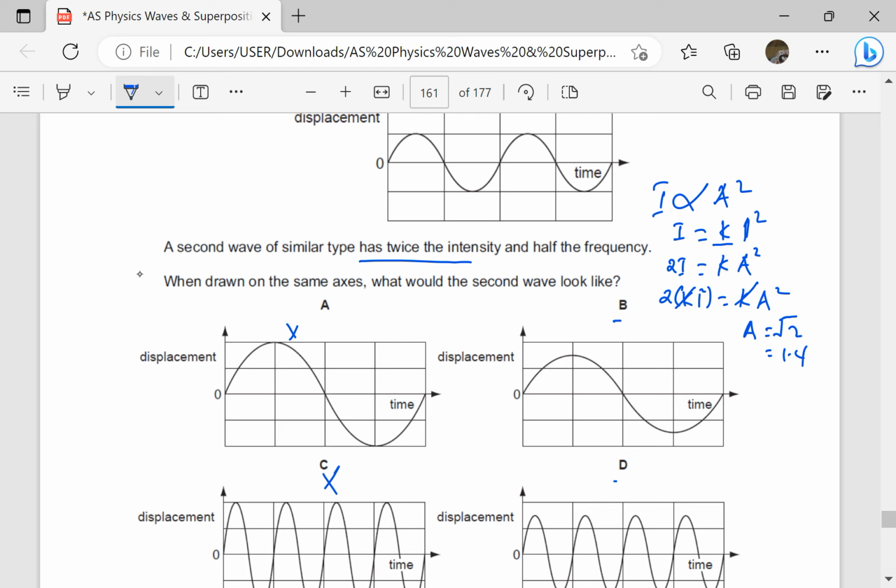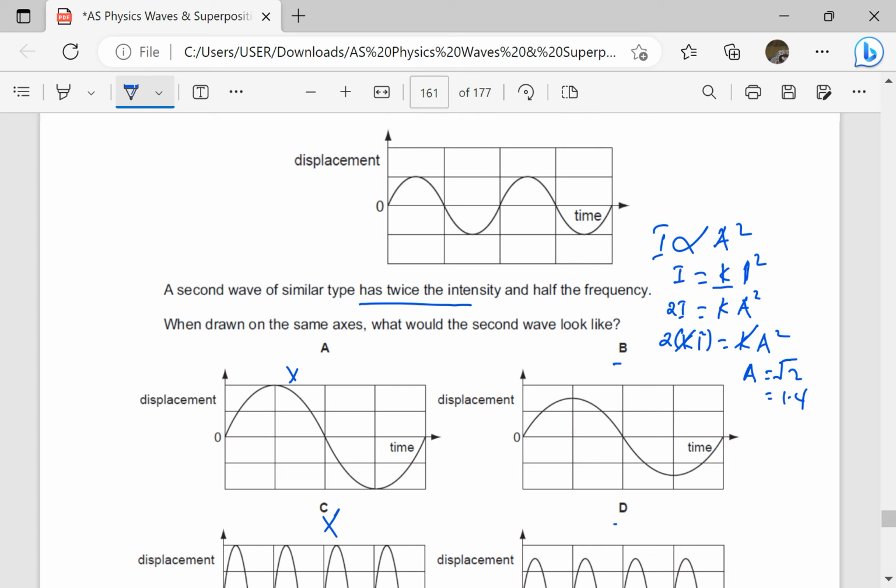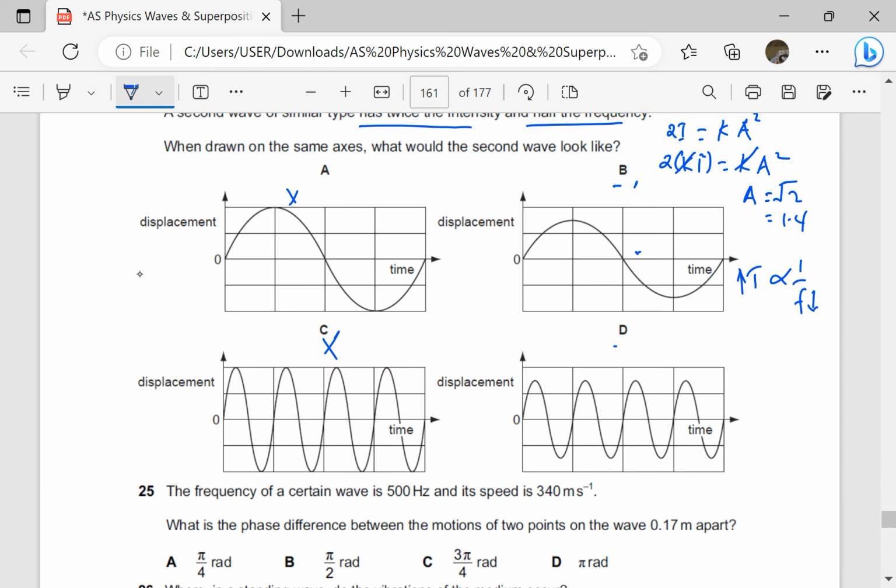And half the frequency. So the frequency must be half of this. In other words, in one box, we must have two cycles. This one is showing a higher frequency. If the frequency is half, the period is going to be longer because period is inversely proportional to frequency. So if frequency is half, the period is going to be double. So this one is showing the frequency is higher and the period is smaller, so the answer is going to be B.